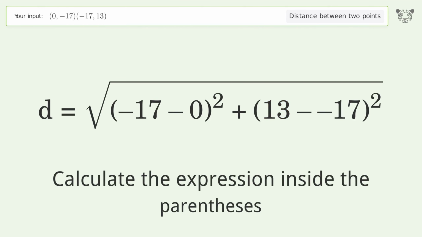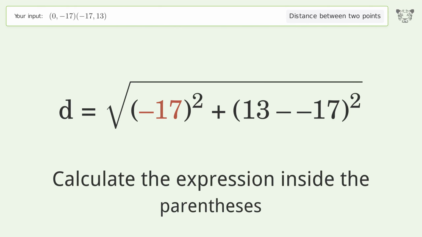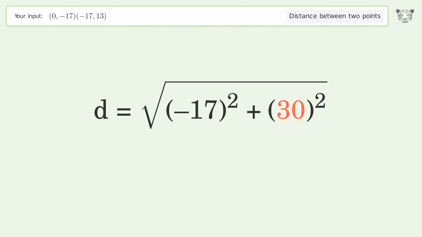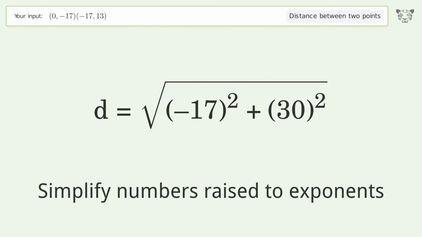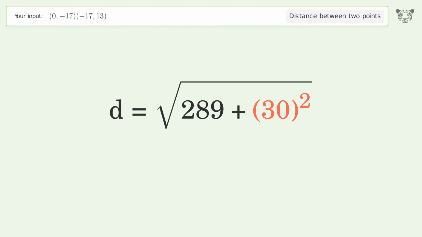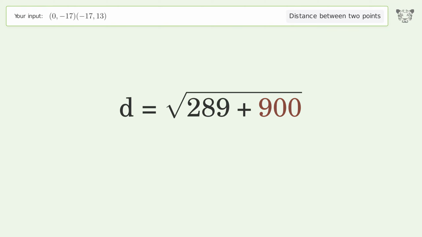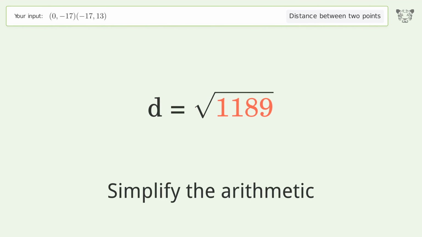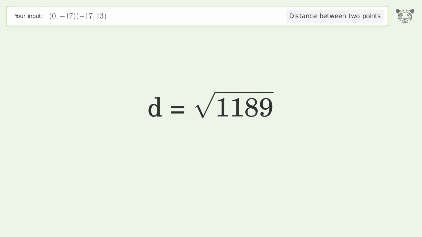Calculate the expression inside the parentheses. Simplify numbers raised to exponents. Simplify the arithmetic. And so the distance between the 2 points is the square root of 1,189, or 34.482.